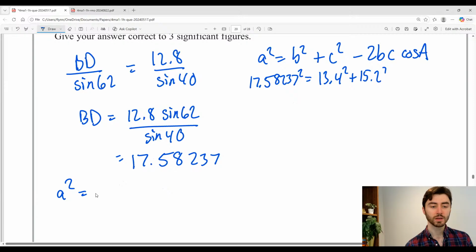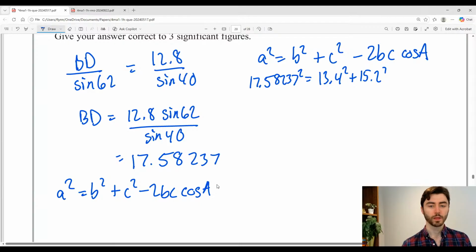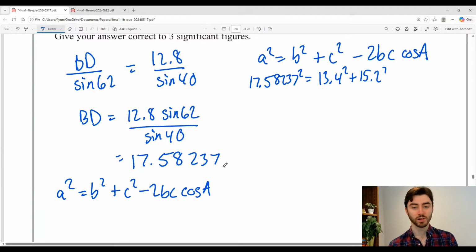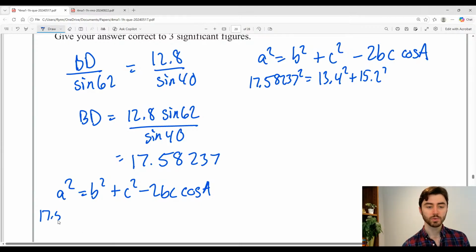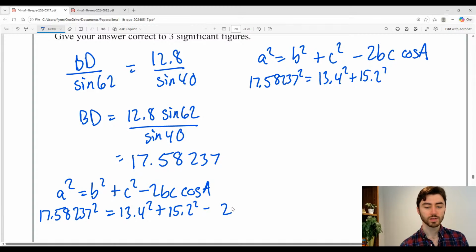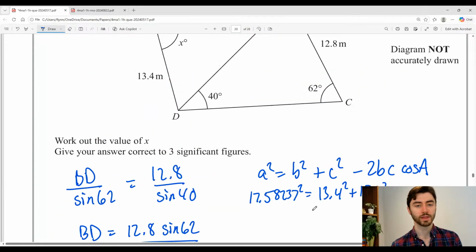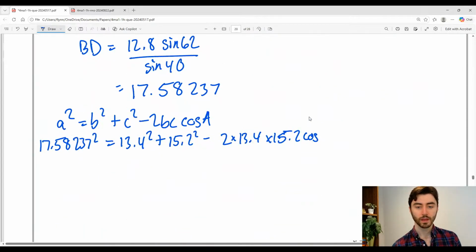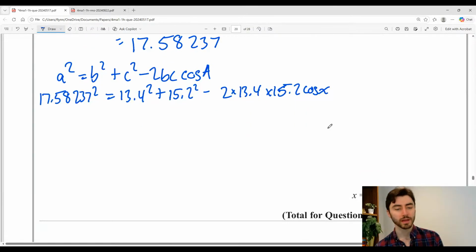So a squared equals, now obviously this formatting stuff is not so much an issue in the real thing, but it's just to sort of ease getting it all on the screen. So 17.58237 squared equals 13.4 squared plus 15.2 squared minus 2 times 13.4 times 15.2 cos of the angle, which is x. Okay, so I've got my equation.